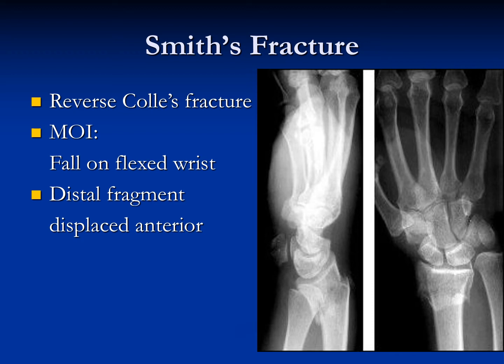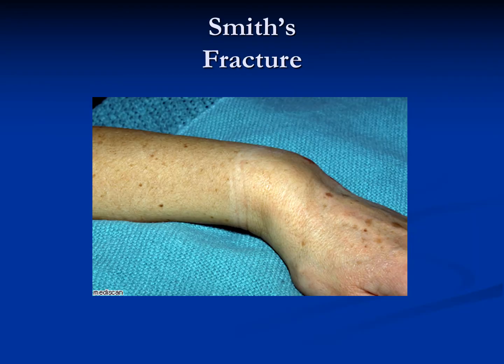Now, something to clarify there, these two conditions, Colles and Smith, don't just involve the radius. By definition, it is the radius, but it could be both the radius and the ulna involved. So here's an example of a Smith fracture there.